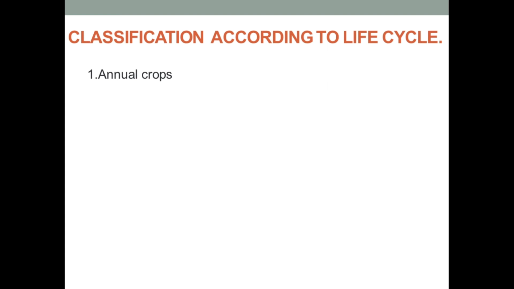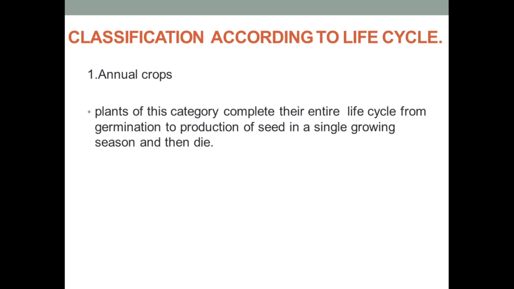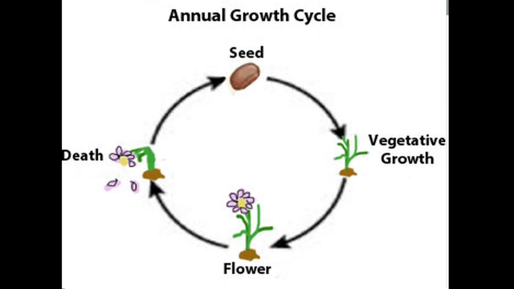Now we want to look next at classification according to life cycle, and first of all we are going to look at annual crops. This is not new again. I believe you are all aware of what an annual crop is. Annual crops are plants that complete their life cycle from germination to production of seed in a single season, and then they die. They only need one growing season to germinate and to produce seed. Most field crops are considered to be annual. For example, we've got sorghum, beans, sunflower, and many others.